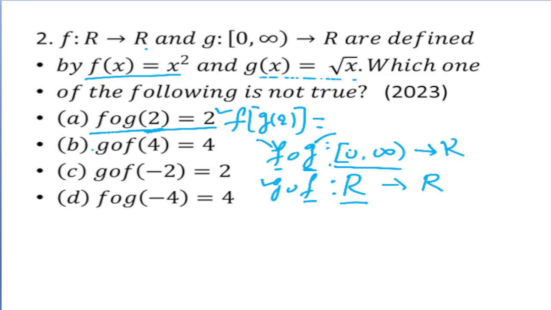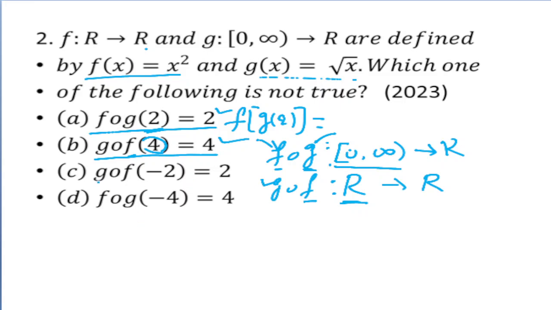Similarly, we will go with option B, g of f of 4. Here we will go with the domain of f. The domain of f is the set of all real numbers. You can take a positive number, a negative number, any number you can take here, and you are getting a real number. This statement may also be true.